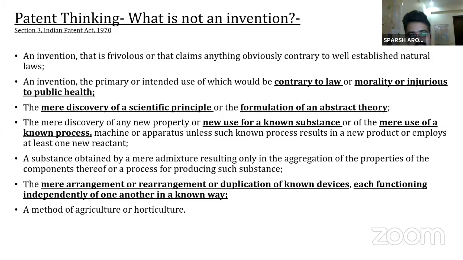Then the second category is a mere discovery of a scientific principle. For example, if based on something which you were exploring, you discovered an existing scientific principle, then you cannot file a patent application for it. For example, if you implemented some integrated circuit and sort of proved the Kirchhoff law, you cannot go ahead and file a patent application for Kirchhoff law because it's an existing well-established scientific principle. So for discoveries, you cannot file a patent application. It's a non-patentable subject matter.